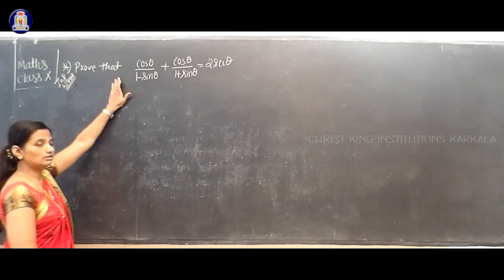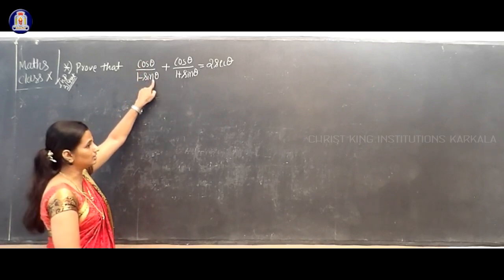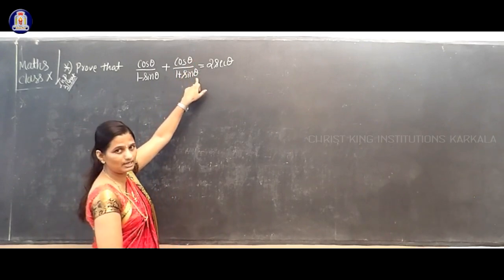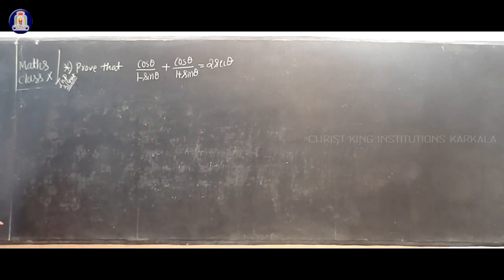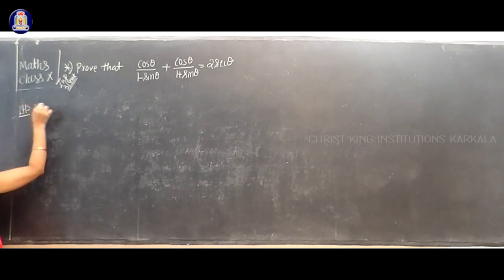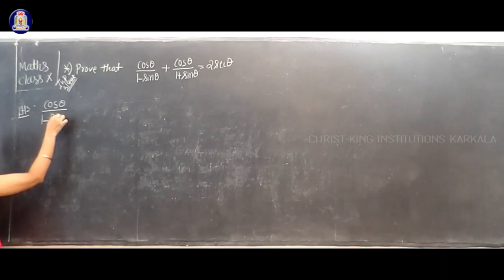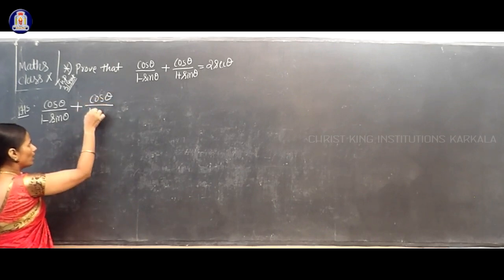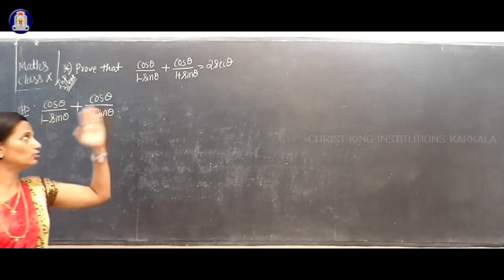So now prove that cos theta divided by (1 minus sin theta) plus cos theta divided by (1 plus sin theta) is equal to 2 secant theta. Now take your LHS. What is your LHS? LHS is cos theta divided by (1 minus sin theta) plus cos theta divided by (1 plus sin theta), right? Now first, how to simplify this? We need 2 secant theta.